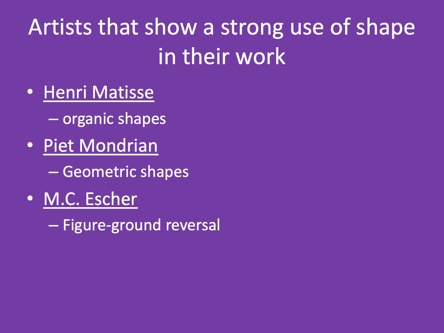So these are some artists whose work has a strong use of shape within it. Matisse used a lot of organic shapes depicting abstract forms of the human body. Mondrian, who we talked about in the first unit, often used geometric shapes like rectangles and squares. And M.C. Escher was known for creating figure ground reversal in a lot of his printmaking.